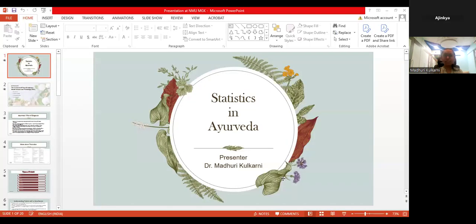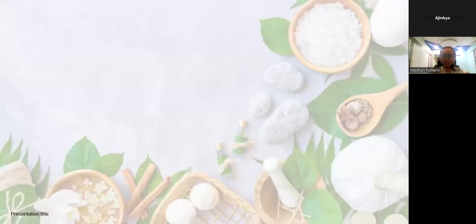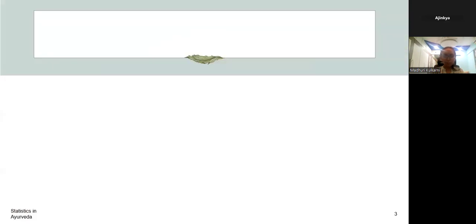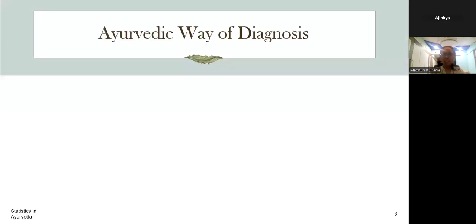So this is a totally different problem. This is another collaborative work which I am doing with a research institute at Bangalore, and I'll quickly go through this. Those who have had any interaction with Ayurvedic doctors might have heard this. These are the details of the doctors. I'm having a collaborative work with TDU, which was mentioned yesterday. So what is it?